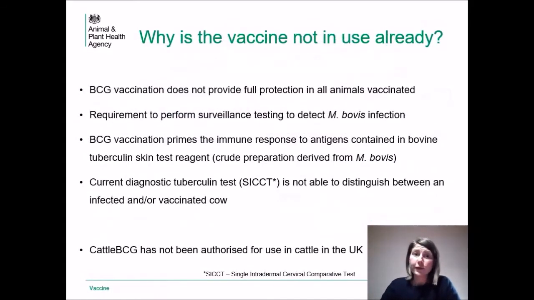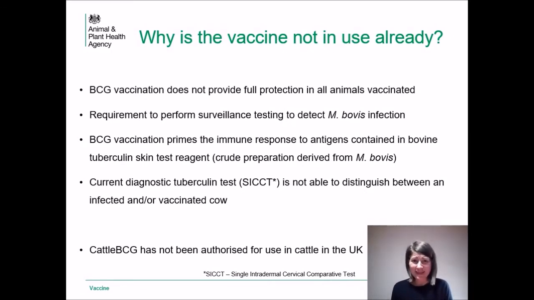So you may ask yourself, why is the vaccine not in use already? And this is really because BCG vaccination does not provide full protection in all animals vaccinated. And that means that we are still required to perform surveillance testing to detect M. bovis infection. And the issue here is that BCG vaccination primes the immune response to antigens contained in bovine tuberculin skin test reagent, which forms the basis of the current diagnostic tuberculin skin test, the SICCT. And the SICCT is not able to distinguish between an infected and a vaccinated cow.